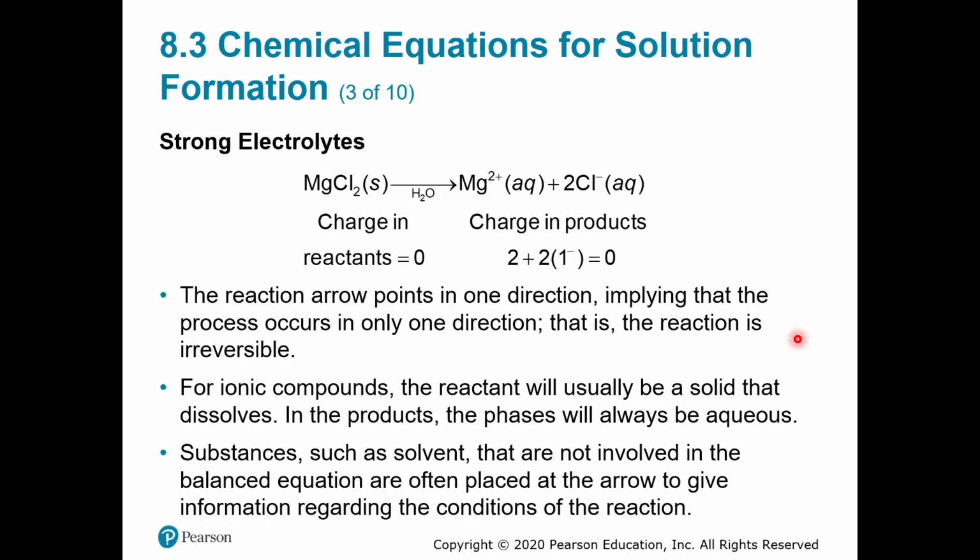Okay, now, this reaction arrow pointing in one direction means this reaction is irreversible. You cannot go back. That's actually what tells you this is a strong electrolyte. So it being a strong electrolyte is it's irreversible, and so it stays as the ions and does not come back. Okay.